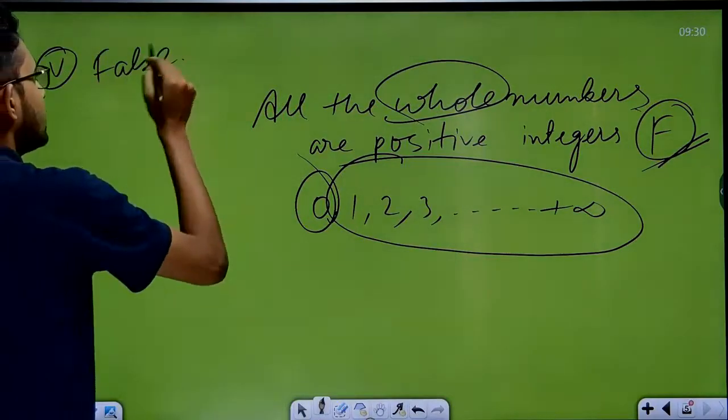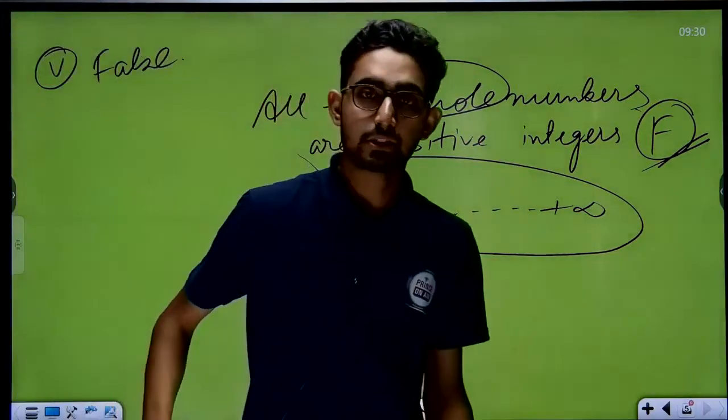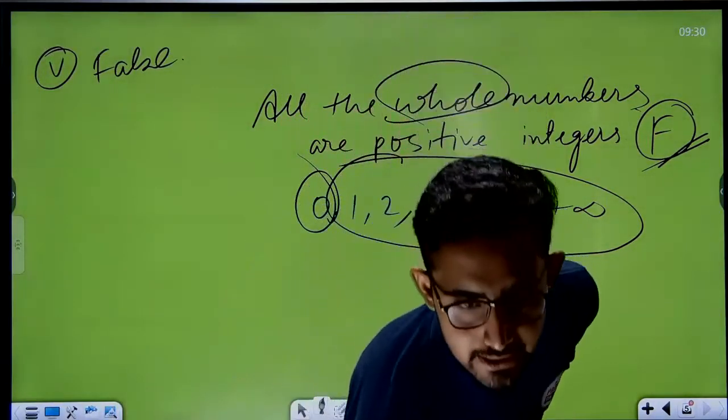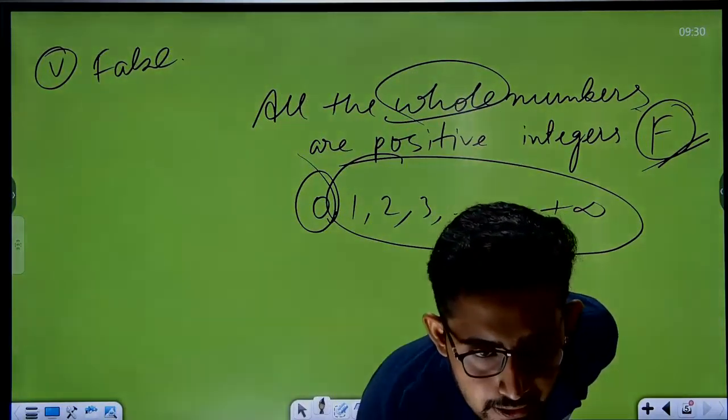So all of you write down: fifth part is false. Okay? No issue. Very easy thing. So this is your complete first question. It is enough for today.